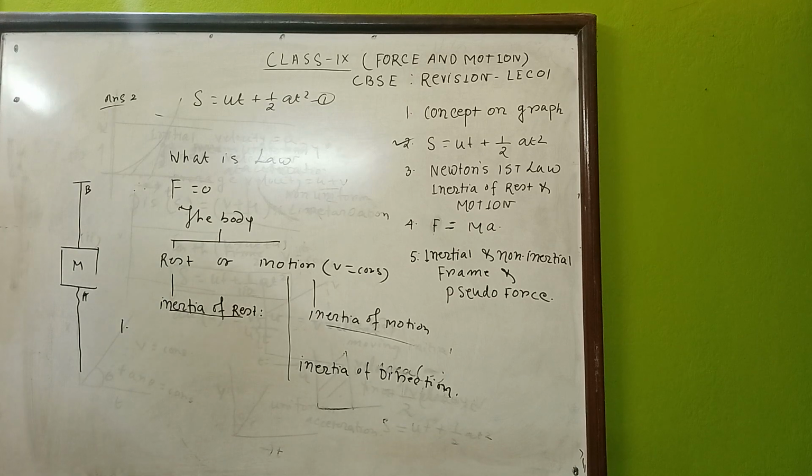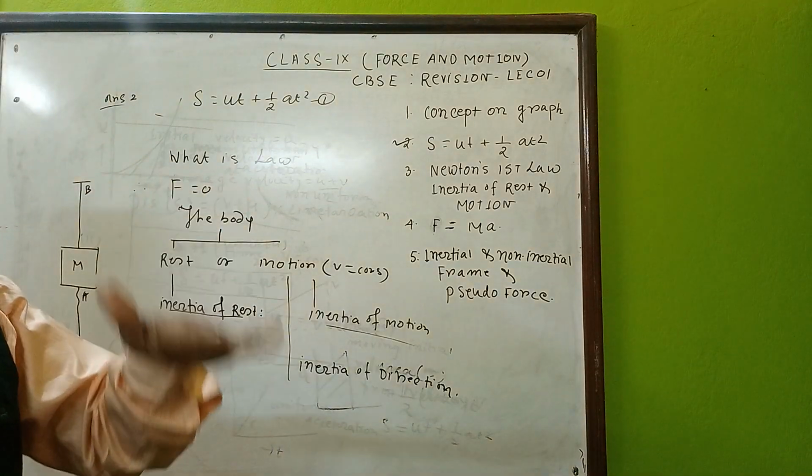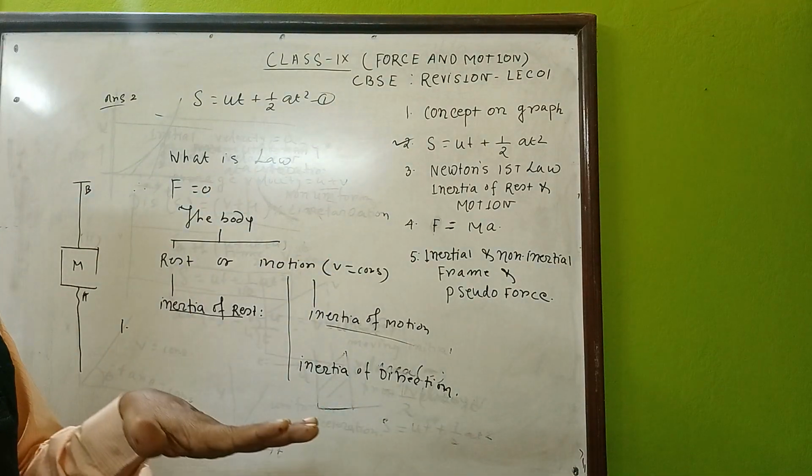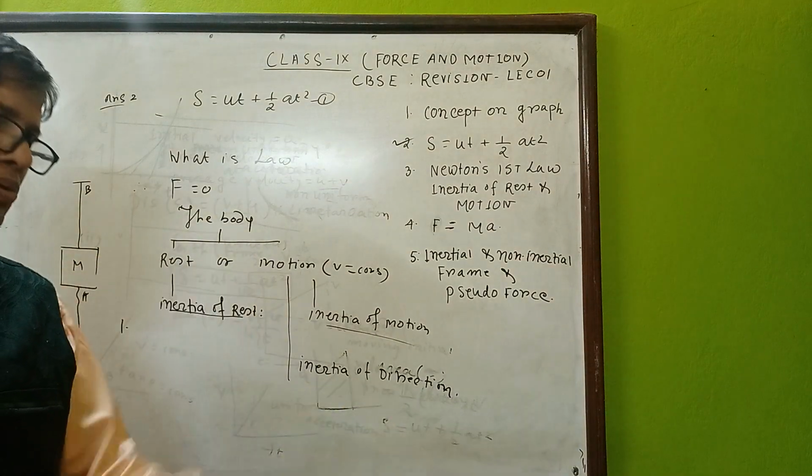Similarly, in a running train, when you are coming down, what will you observe? You lean in the forward direction, because as soon as you come down, your lower portion comes to rest, but the upper portion has the tendency to stay in motion, so you lean forward.